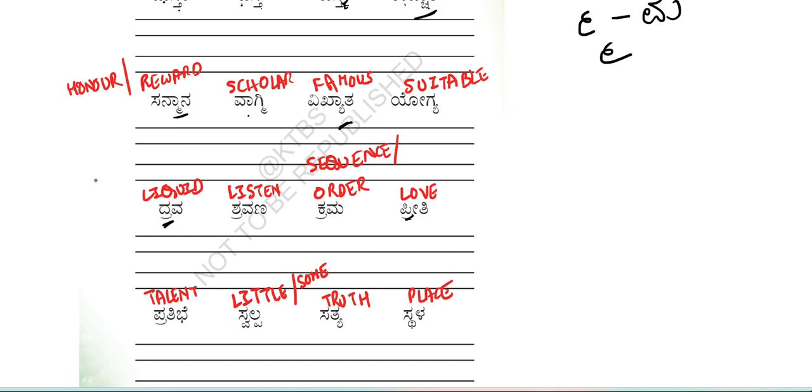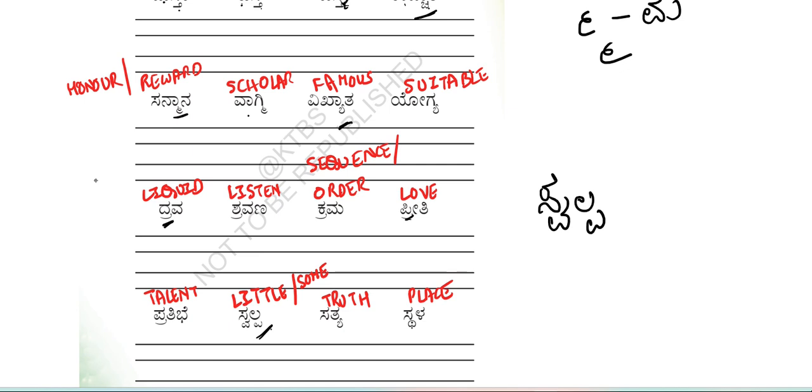Then Pratibhe. Pratibhe means talent. So here again both the words are having Uttakshara. So it is Swa. Lpa. Swalpa. Okay. Swalpa means some or little.